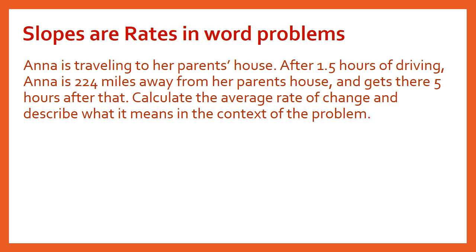Let's take a look at this word problem. Anna is traveling to her parents' house. After 1.5 hours of driving, Anna is 224 miles away from her parents' house and gets there 5 hours after that. Calculate the average rate of change and describe what it means in the context of the problem. So in this problem, we have to find the average rate of change. And we said that the average rate of change is the same as the slope. And the slope is the difference in the y over the difference in x.